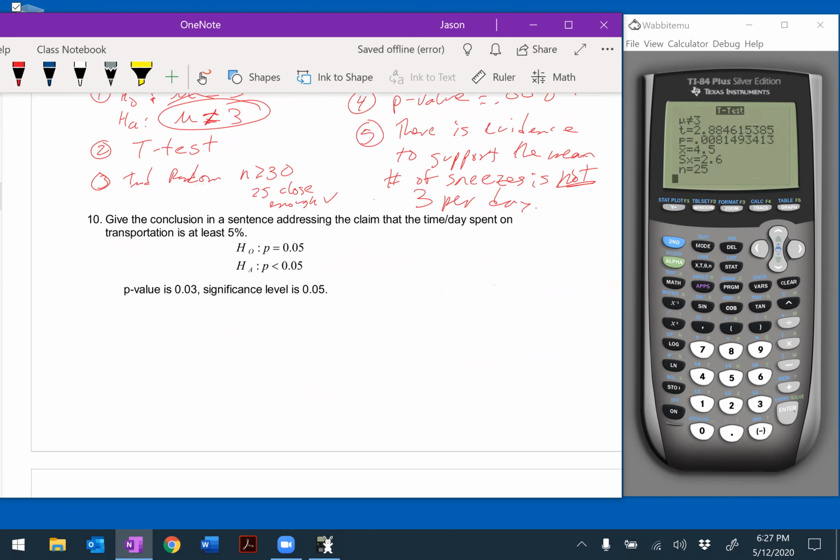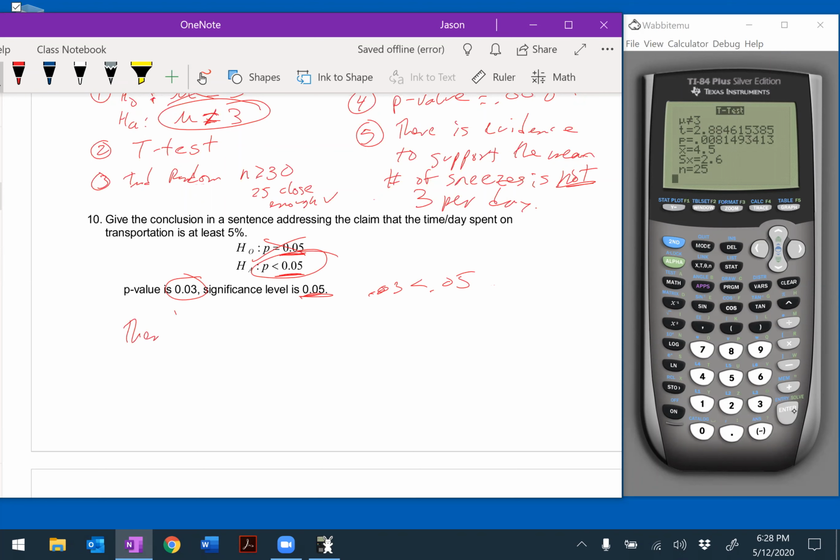Give the conclusion in a sentence addressing the claim that the time of day spent on transportation is at least 5%. Here they say that the proportion of the day is 5%. We're saying the alternative is less than 5%. They give a p-value of 0.03 and a significance level of 0.05. So again, what are we going to do? We're going to reject. Since 0.03 is less than 0.05, we're going to reject the null and accept the alternative. It says to write this in a sentence.